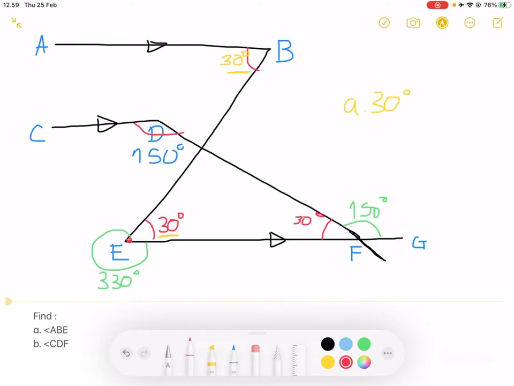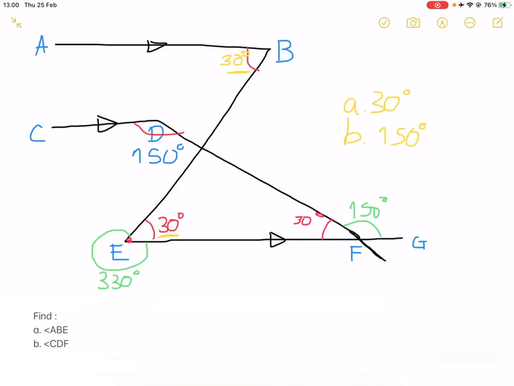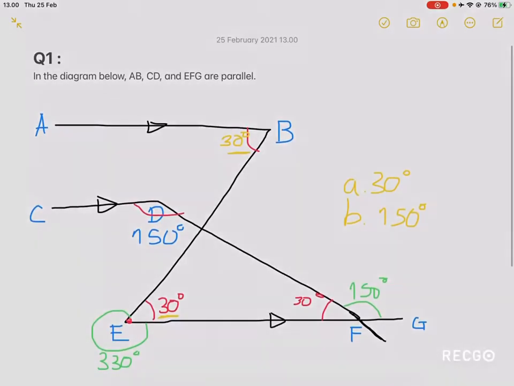And then quickly noticing that this shape marked in blue is a setup of interior angles, and this pair of angles must sum up to 180 degrees, and that's also another way you can find angle CDF. So the answer in this case is 150 degrees. Alright, so that's it for the first question. Let's jump into the second one.